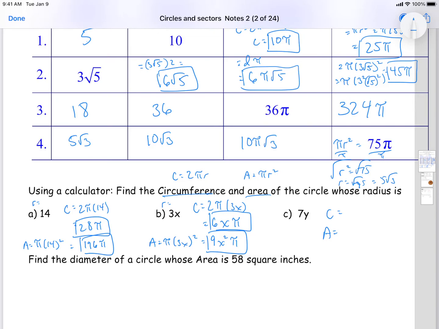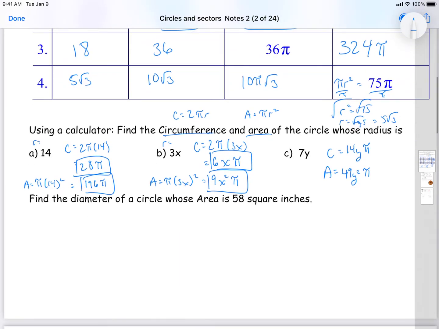All right, what did we come up with for the circumference? 14y times pi. Okay. What did we come up with for the area? 49y squared times pi. Okay? Because we forgot to remember, if we do 7y squared, it's 7 squared times y squared. Okay? All right. Any questions on this?